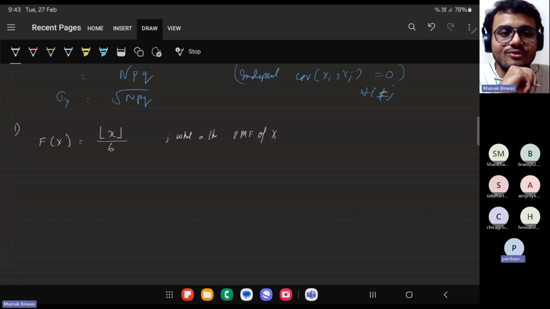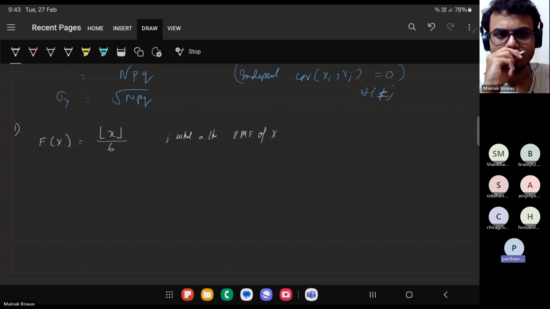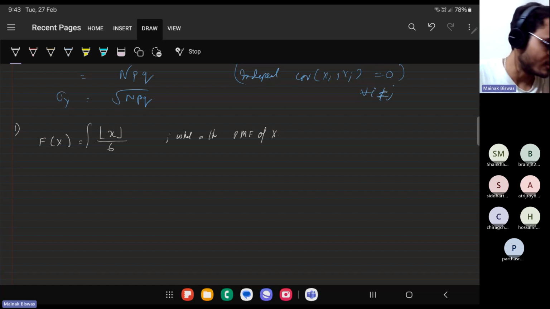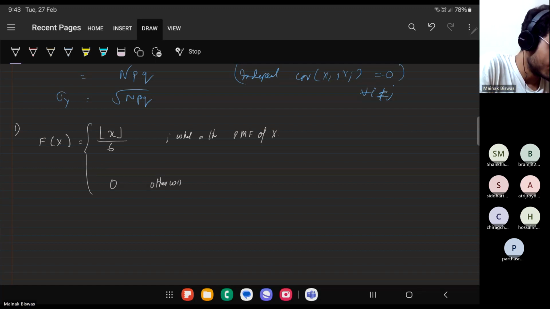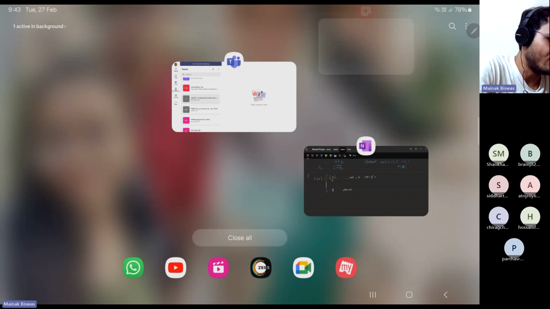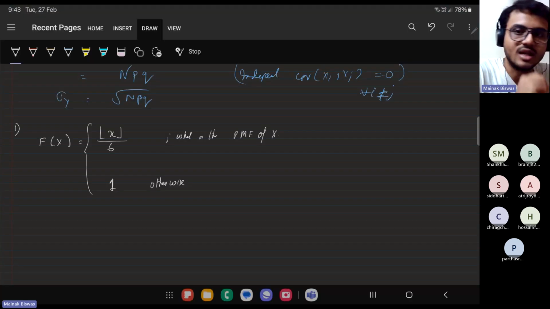Now, can anyone tell me what are the values that x can take? X can take minus infinity to infinity, but the idea is this is defined for a region. For which region is it defined? And it should be 0 otherwise. Its CDF has to be defined for all values, minus infinity to infinity. That's the beauty of the CDF.